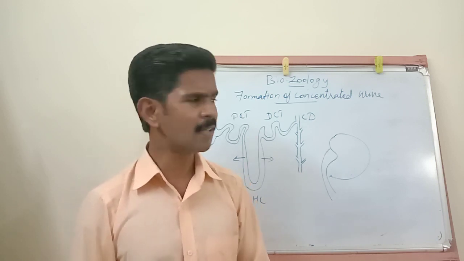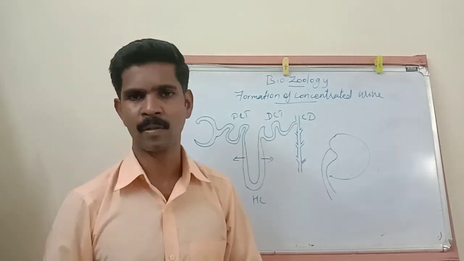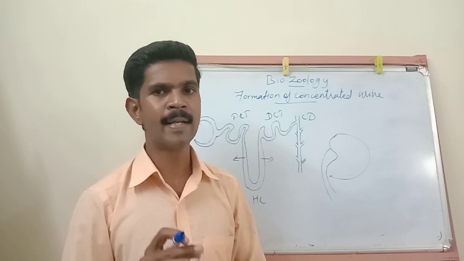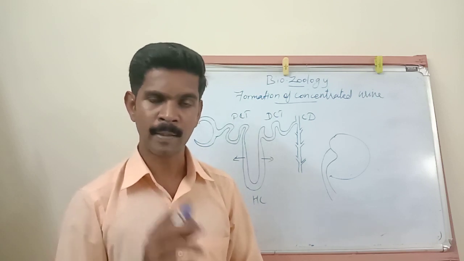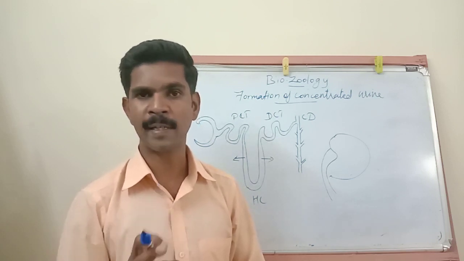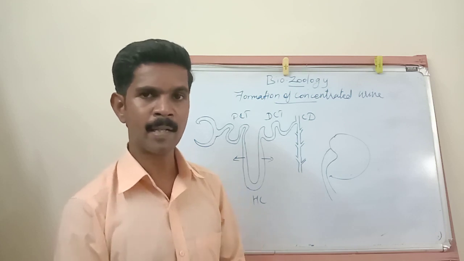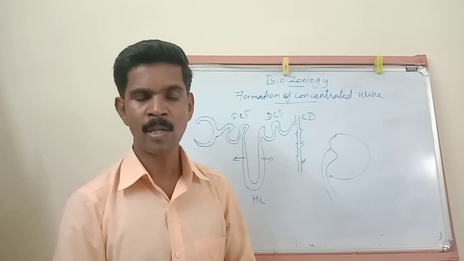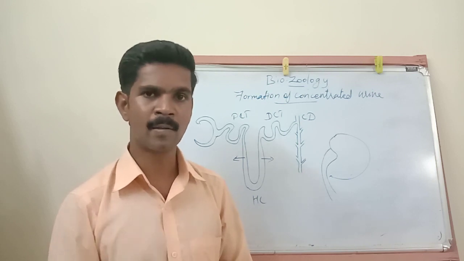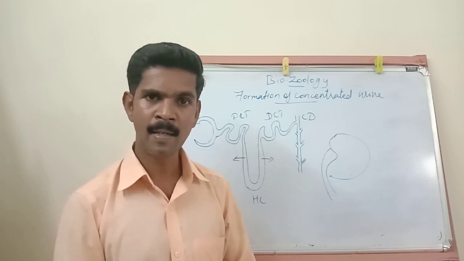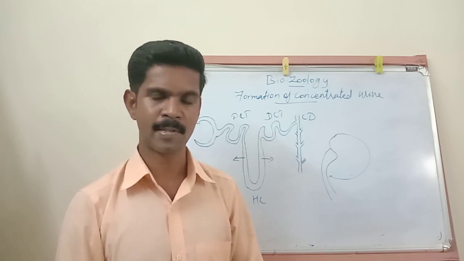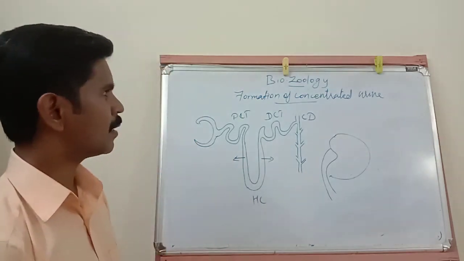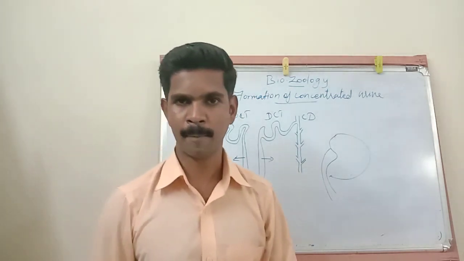Then the last point about the formation of urine concentration. See, the human kidney produces urine 4 times more concentrated than the filtrate formed during the beginning stage. At the end of the urine formation process, we will get highly concentrated urine. So this urine is 4 times more concentrated than the urine formed in the initial stage. Understand? So now we have completed the formation of concentrated urine.